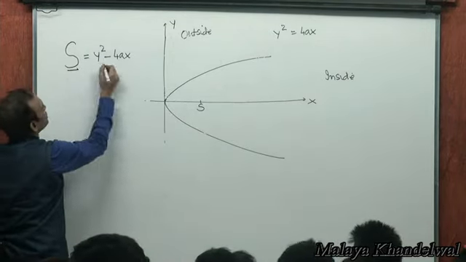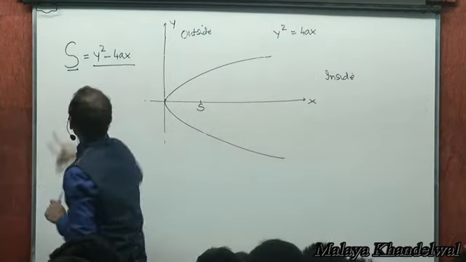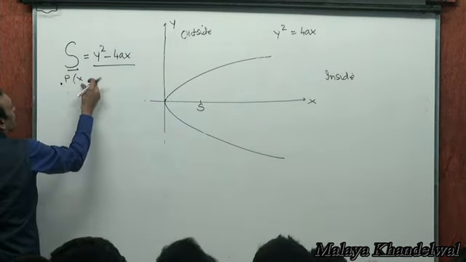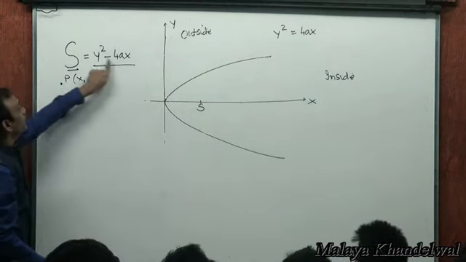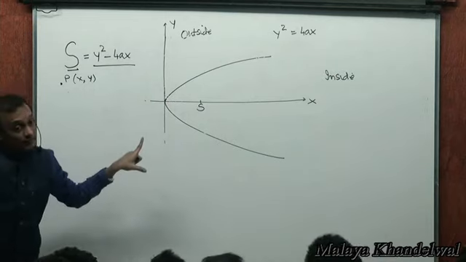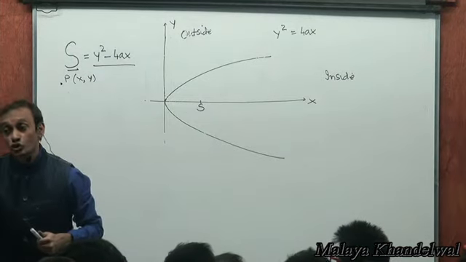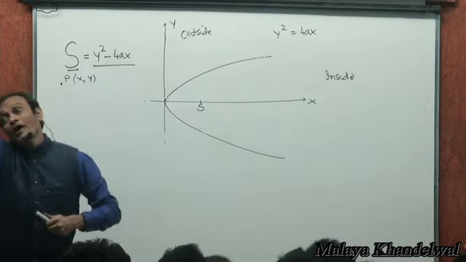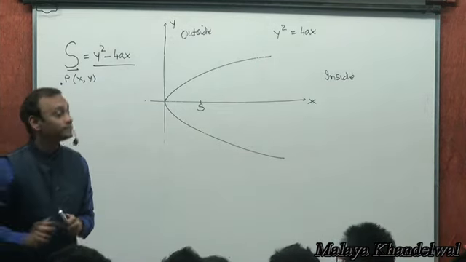So in any case, we define an expression S as y squared minus 4ax, right? If I take any point (x, y), then I can find the value of S for this point P. By plugging in the x of this point and the y of this point, I can find the value of the expression S for every point in the plane. For some points in the plane, S will become 0. Those are the points that lie on the parabola, right? For other points, S will either be greater than 0 or less than 0, right?